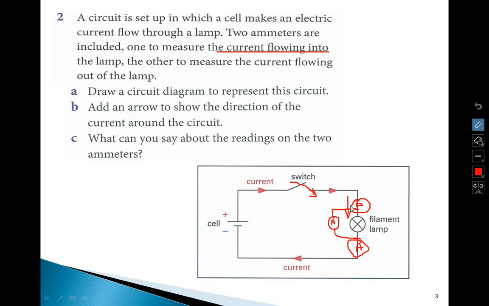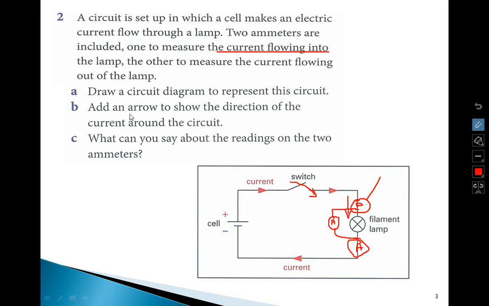We have two ammeters here, one ammeter is here and one ammeter is here. This one is used to measure the current coming to the lamp, and this one is used to measure the current out from the lamp. Both of them are the same.